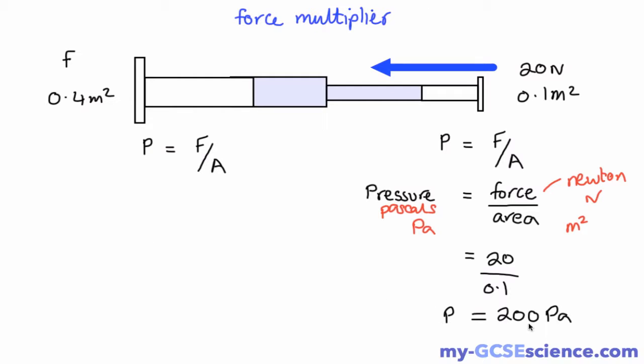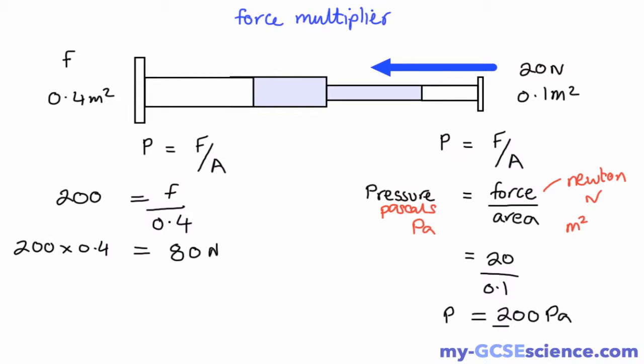We now know that the pressure is 200 pascals in the system, so we can say 200 is the force, which we don't know on this side yet, divided by the area, which is 0.4. And if we are good at maths, we can say that 200 times 0.4, that's rearranging the formula there, will give us the value of the force, and 200 times 0.4 is actually 80 newtons.